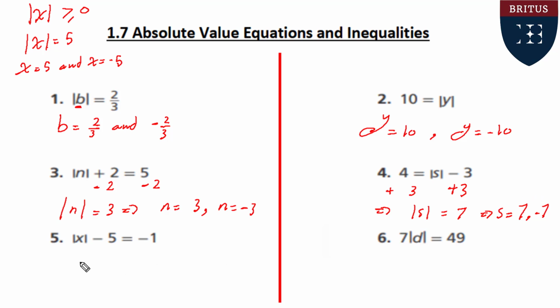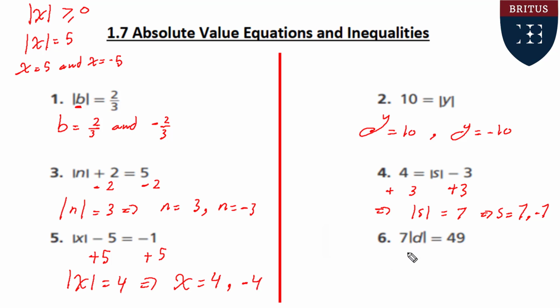Absolute value of x minus 5 is equal to negative 1. Isolate absolute value of x by adding 5 to both sides. We get absolute value of x is equal to 4. Now x equals what? Yes, just apply. We can say that x equals 4 and x equals negative 4.